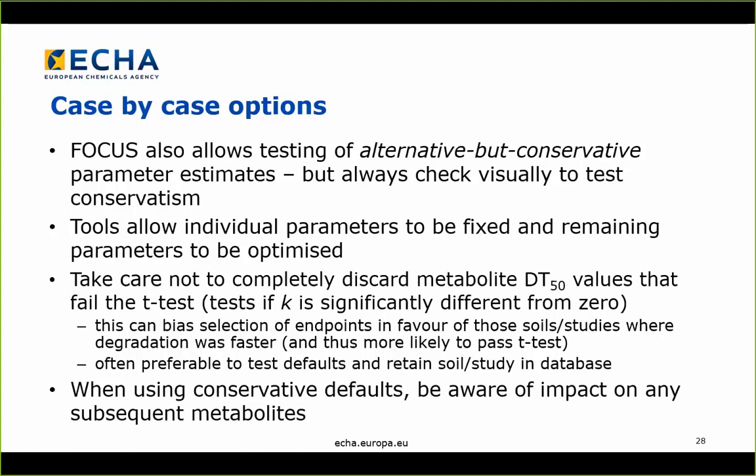Again, take care not to completely discard information on your metabolite, like metabolite DT50 values, simply because they fail the t-test. Remembering that the t-test tests if the rate constant is significantly different from 0. Just like parent, that can bias selection of endpoints in favor of those situations where degradation was faster. And where degradation is faster, it's more likely to pass the t-test. Okay? So it's often preferable to test defaults in order to retain that information from those more persistent situations. But just remember that when using conservative defaults, be aware of the impact on subsequent metabolites.